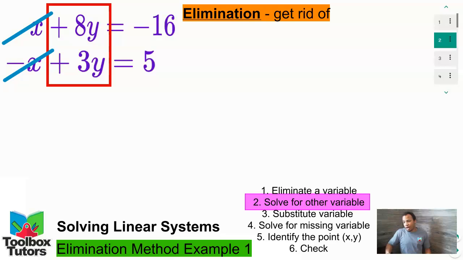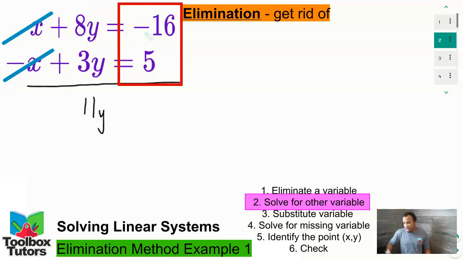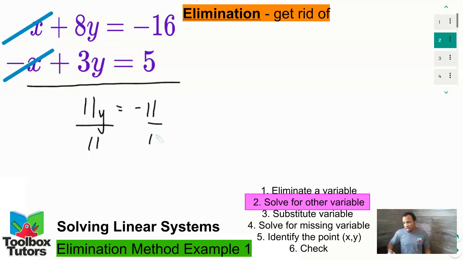Next, we have 8y and 3y. What we'll do is add these together. Since we've eliminated x's, we're going to solve for y on this one. So 8y plus 3y gives us 11y, and negative 16 plus 5 gives us negative 11. From here, we can solve this like a one-step equation, dividing both sides by 11, and we get y equals negative 11 divided by 11, which gives us negative 1.